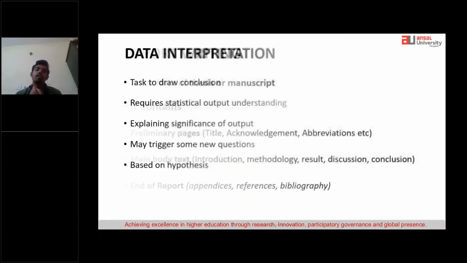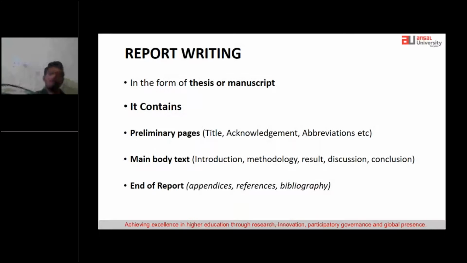Now once you interpret your data, the analysis is done. Now comes your final output, which is the report writing. Report writing itself is one big task and requires a lot of components and understanding of how you should go about writing your research. Generally it takes the form of a thesis or manuscript. A manuscript is nothing but your research paper. So at the end we write it either as a thesis or as a manuscript, and it contains three basic aspects of any research report.